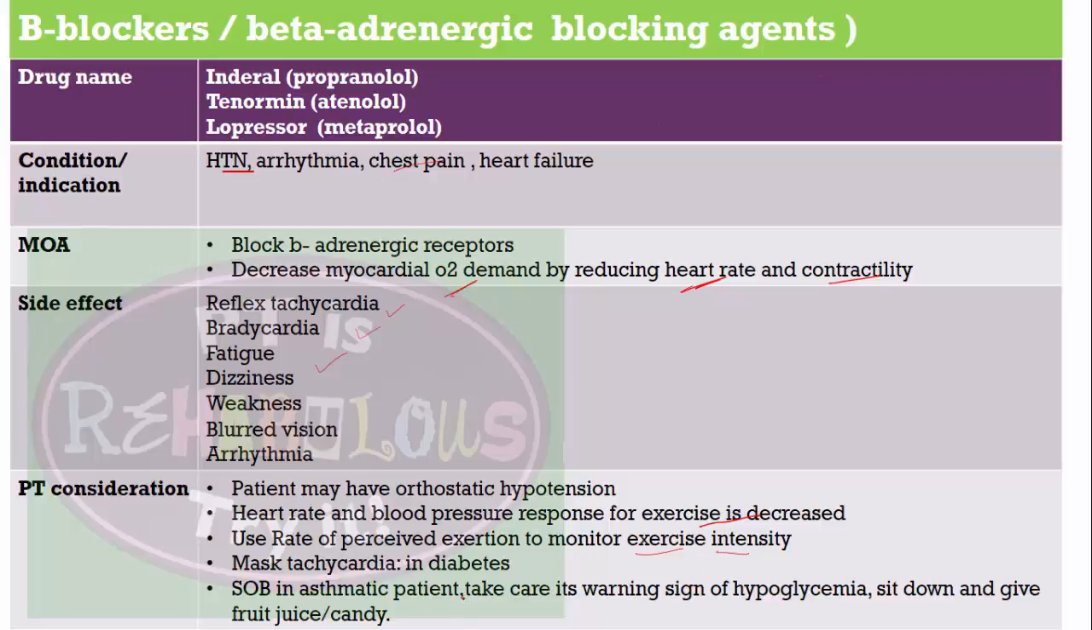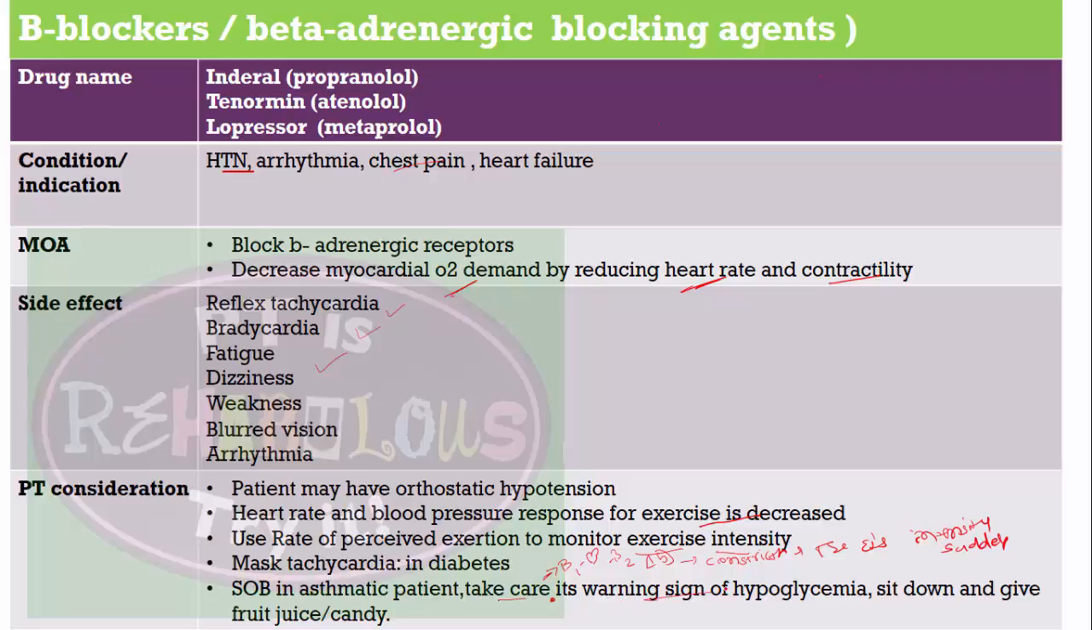For asthmatic patients, take care if the patient has asthma, because it will block beta receptors. Beta 1 is for the heart, beta 2 is for our lungs. So in the lungs, it will cause constriction. So don't increase exercise intensity suddenly.